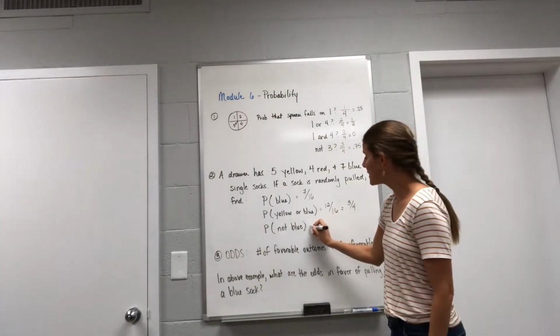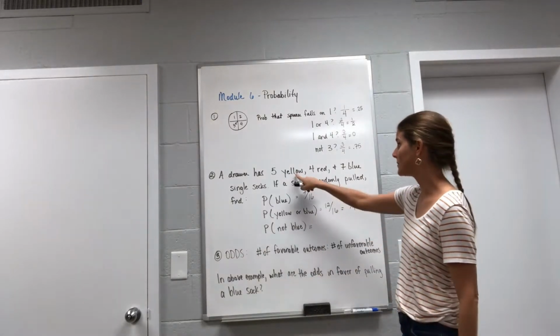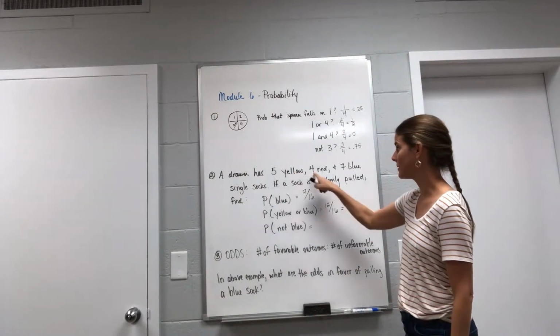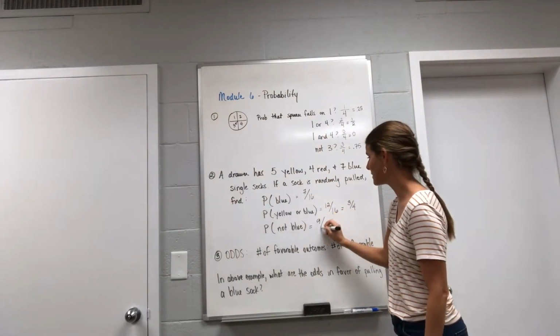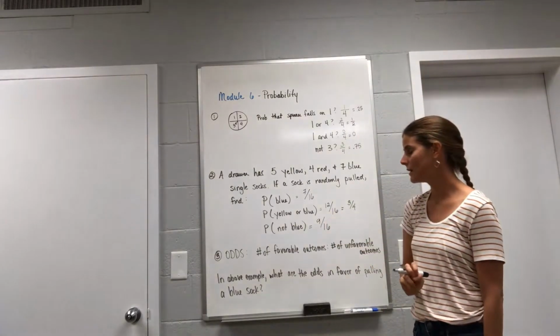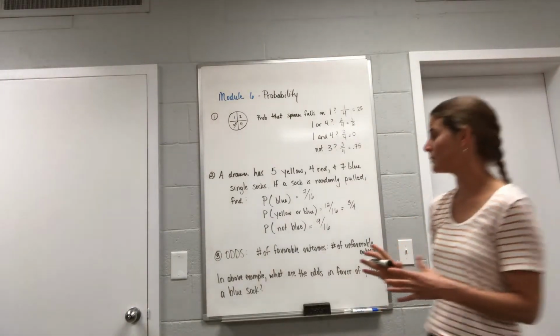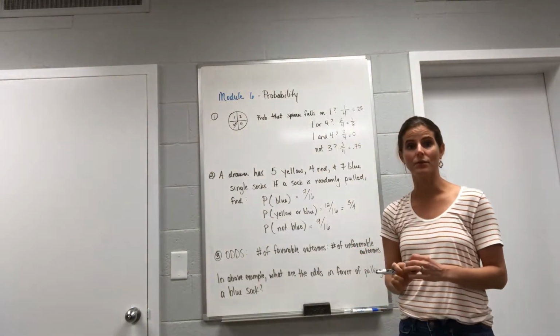And then the probability that it's not blue, so that would mean that it was either yellow or red. That would be 5 plus 4 or 9 possibilities that it was not blue, out of the total number of possibilities, 16. All right, so that's an introduction to probabilities, just some basic examples.